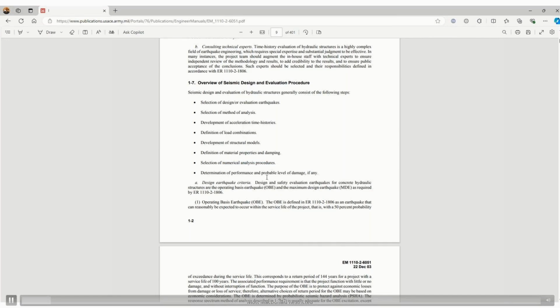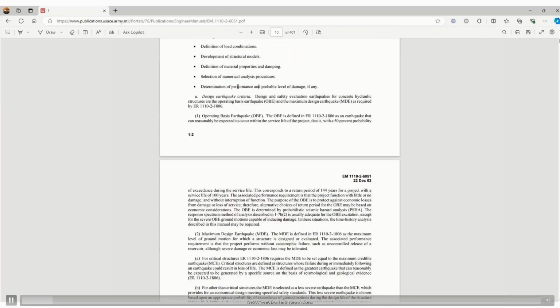Okay, determination of performance and probable level of damage. So we are doing this analysis to determine this performance and probable level of damage. Okay, so there are criteria for this performance and probable level of damage. So design earthquake criteria, design and safety evaluation earthquakes for concrete hydraulic structures are the operating basis earthquake or design basis earthquake, and maximum design earthquake is required. Okay, you can go through this code.